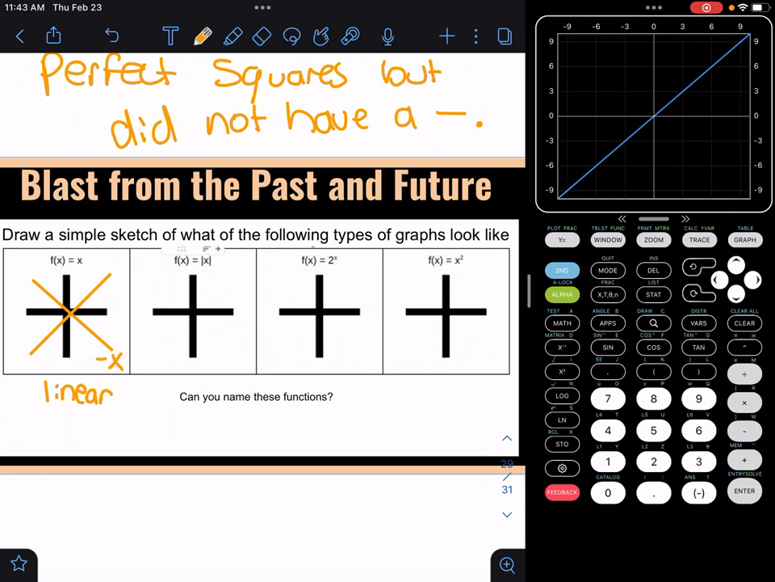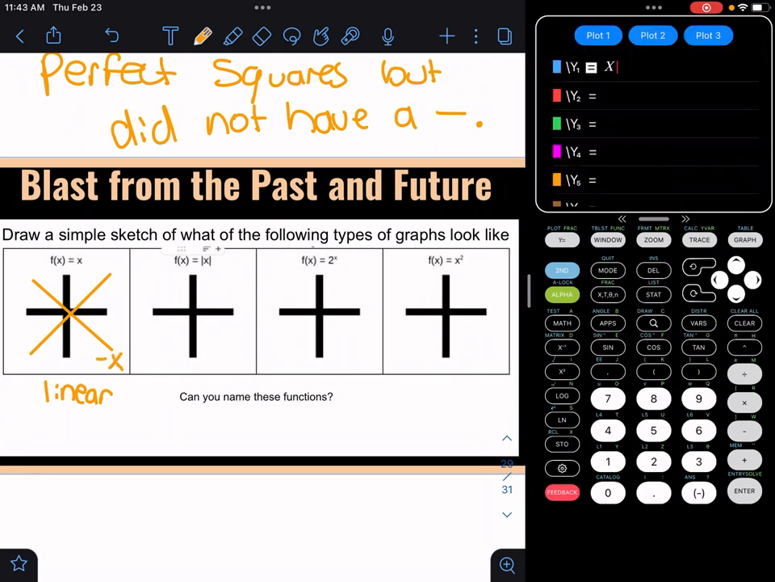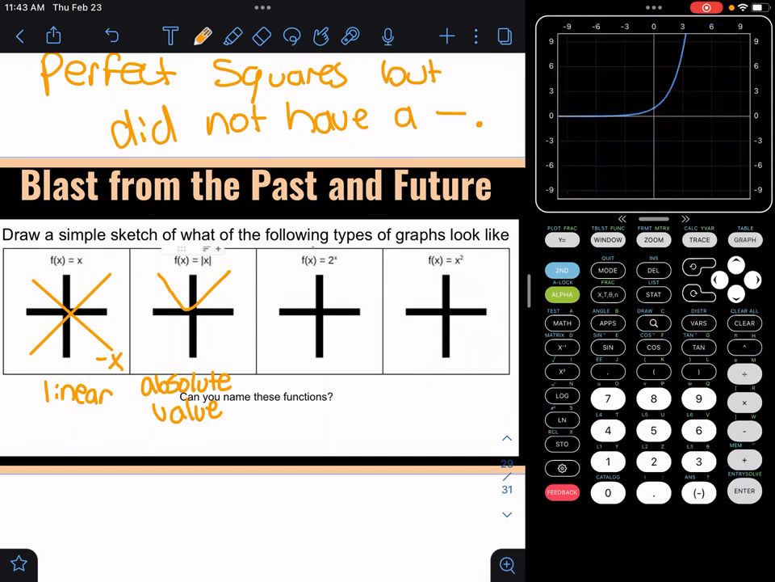All right. Now, what is the absolute value graph? We should know that the absolute value is a V shape. So that is the absolute value graph. What does an exponential function look like when we have a variable as our exponent? Let's see that right here, 2 to the x. What does that look like? It looks like a curve, like that skateboard ramp.